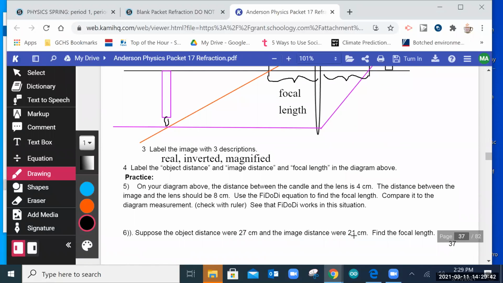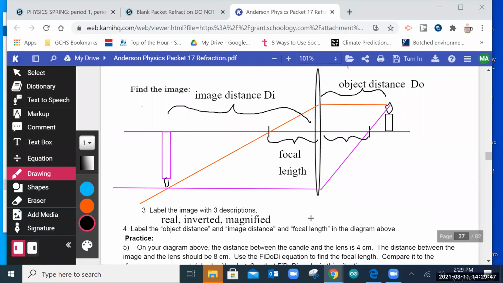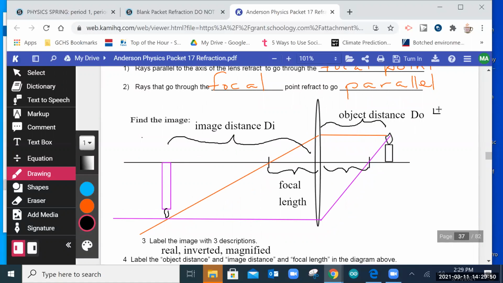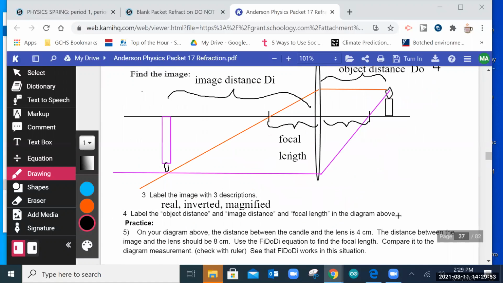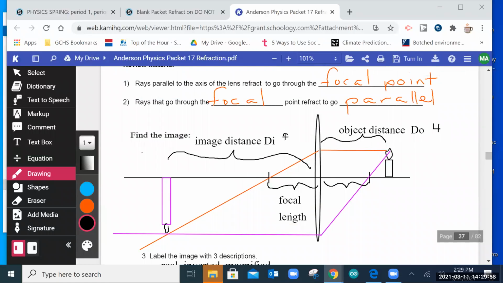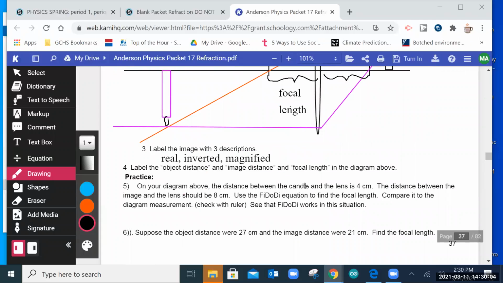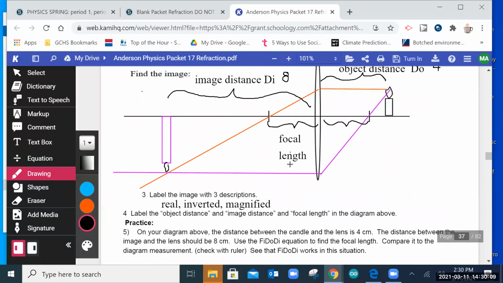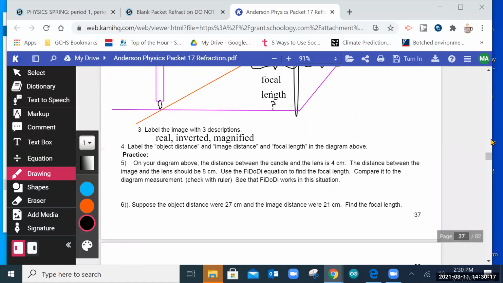Practice. On the diagram above, the distance between the candle and the lens is 4. The distance between the image and the lens should be 8. Use the Fedoti equation to find the focal length. Okay, so let's work this out, and then you folks will work out the last problem, which is just like it. You'll work it out on your own.